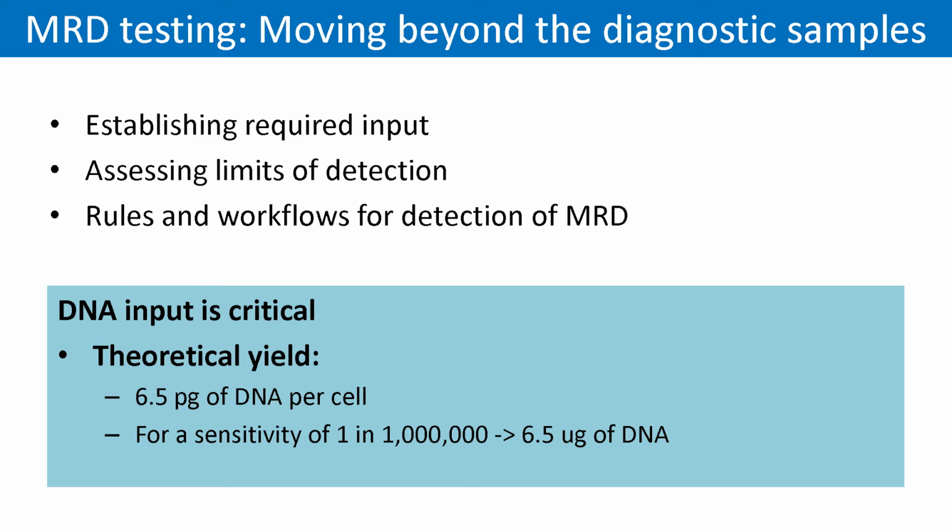DNA input is obviously critical. And the more DNA template that you have, the more the sensitivity is going to be for your assay. So if we looked at the theoretical yield for a single cell, that would be 6.5 picograms of DNA per cell. So if you wanted to get, with any assay, to a sensitivity of 1 in a million, really you need an input of at least 6 to 7 micrograms of DNA. And there's no question about it. So through the validation that we did, we actually confirmed that this is the case. You definitely need that much template to be able to get to that sensitivity.